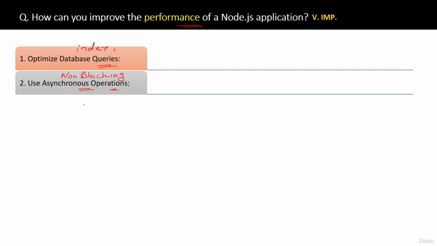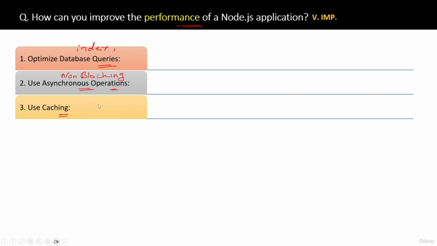Okay, the third technique is using caching mechanisms, for example, in-memory caching, database query caching, and HTTP caching, basically for faster retrieval of frequently accessed data. So if you think the users are accessing some data frequently and again, then use caching for that data.